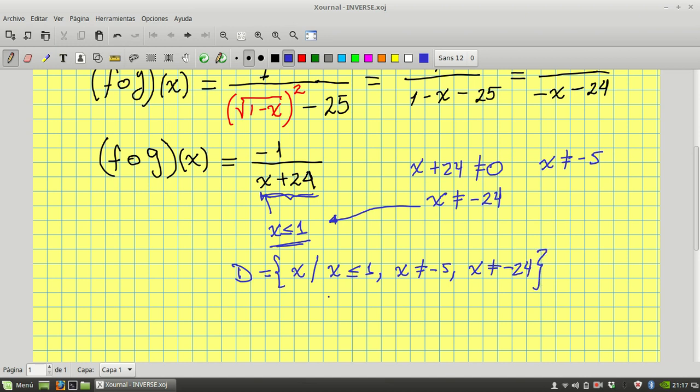Okay, this is the composite. And that's it. That's how you find the composite of a function.